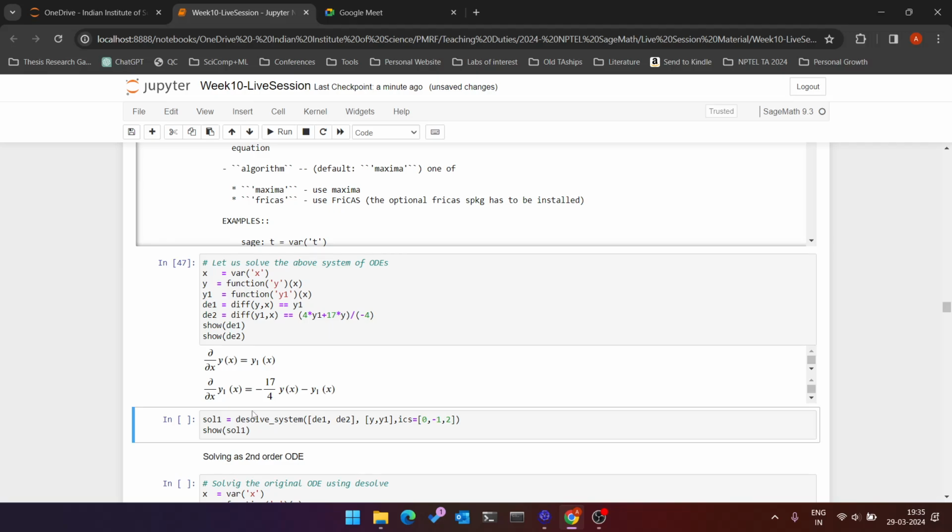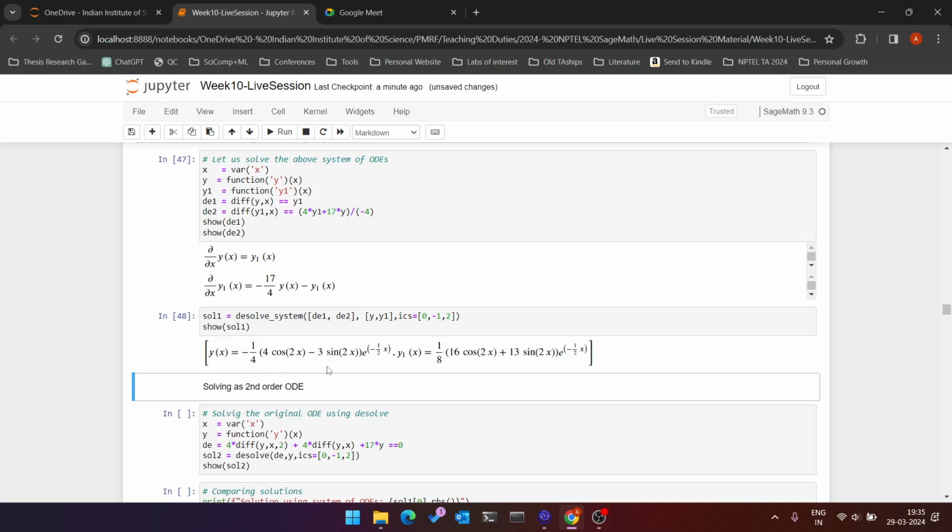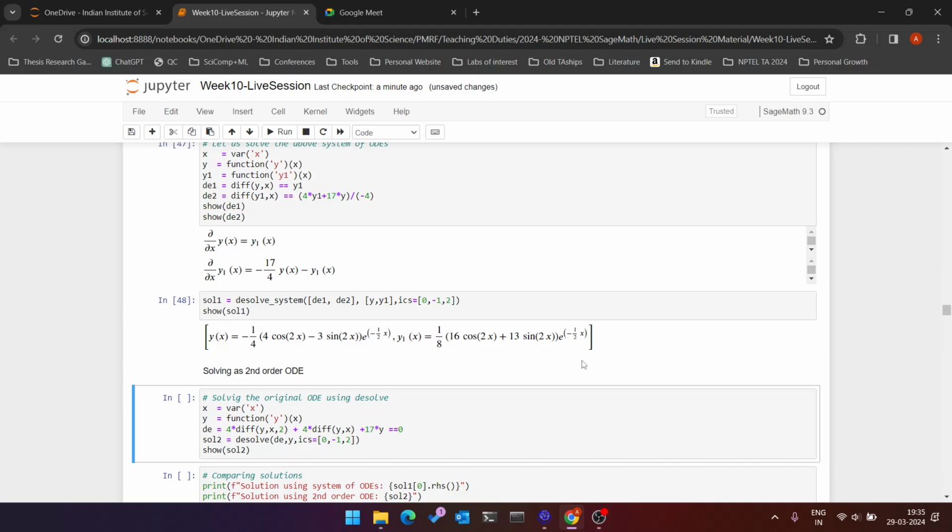Now I will be solving this using dsolve systems, where I am specifying my differential equations d1, d2, my dependent variables y and y1, and my initial condition is x equal to 0 gives me y as minus 1 and y dash, or y1, as 2. Solving this, I see my solution looks something like this.